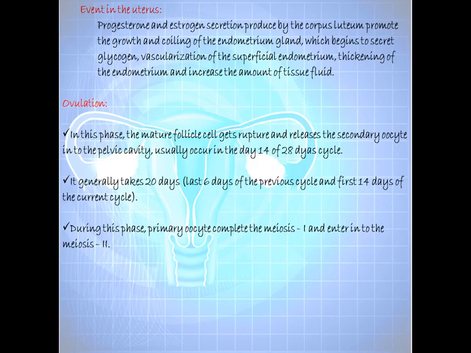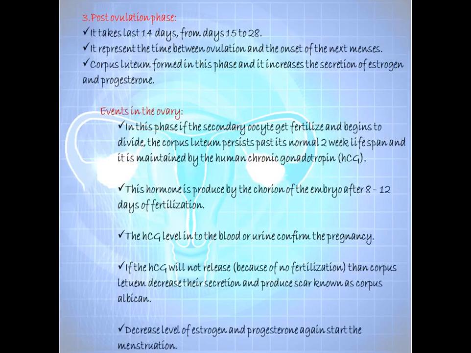During this phase, the primary oocyte completes meiosis 1 and enters meiosis 2. Fourth one is the post-ovulation phase. It lasts 14 days, from day 15 to 28. It represents the time between ovulation and the onset of the next menstruation. The corpus luteum forms in this phase and increases the secretion of estrogen and progesterone.